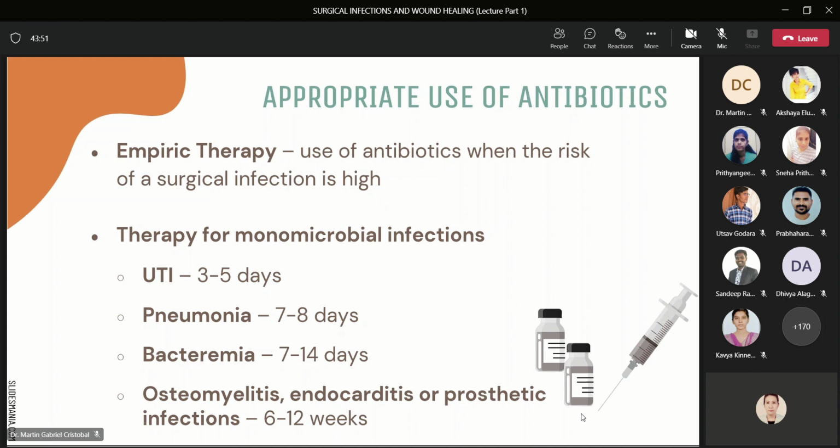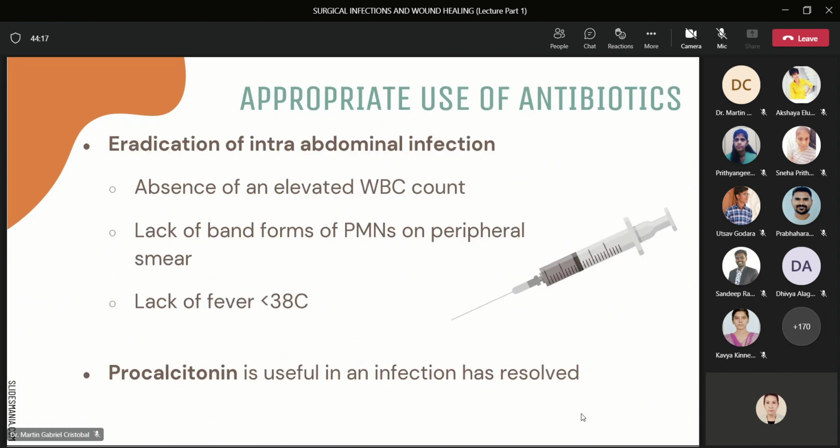So for therapy of monomicrobial infections, for UTI we have 3 to 5 days. Pneumonia, we have 7 to 8 days. Bacteremia, we have 7 to 14 days. Osteomyelitis, endocarditis, or prostatic infections, we have 6 to 12 weeks. Longer courses of therapy do not result in improved care and are associated with increased risk of superinfection by resistant organisms.